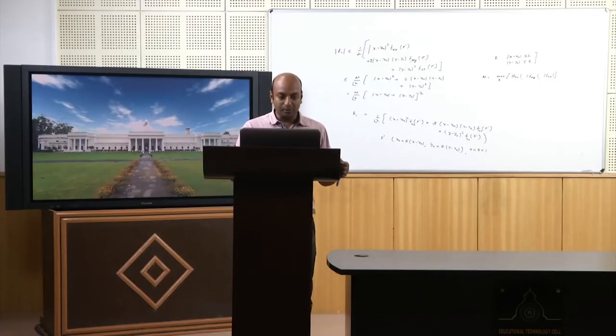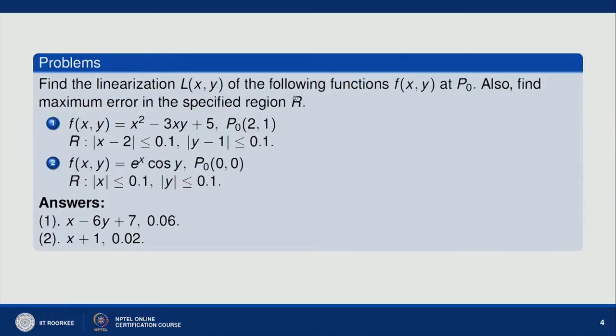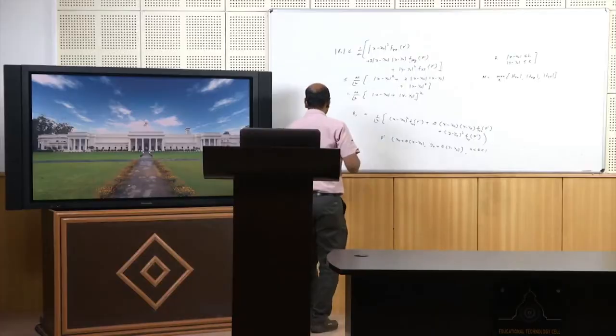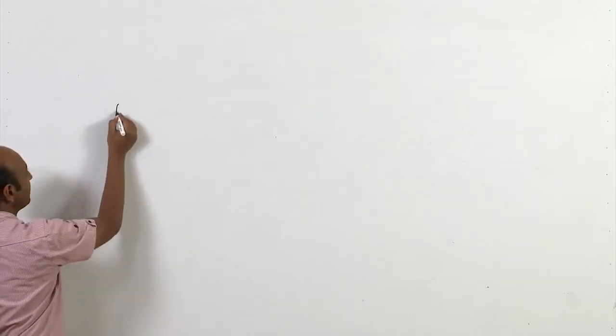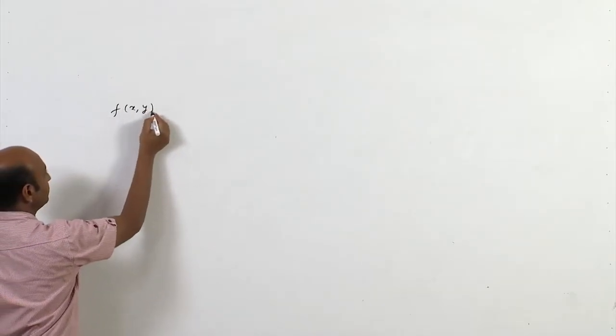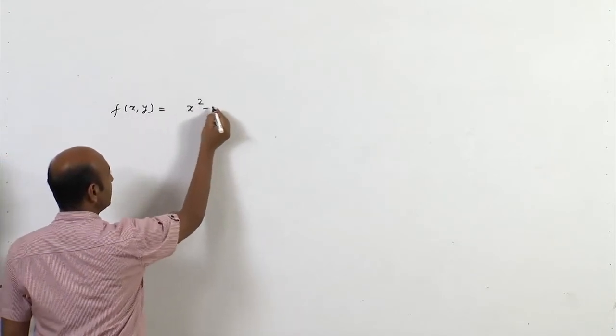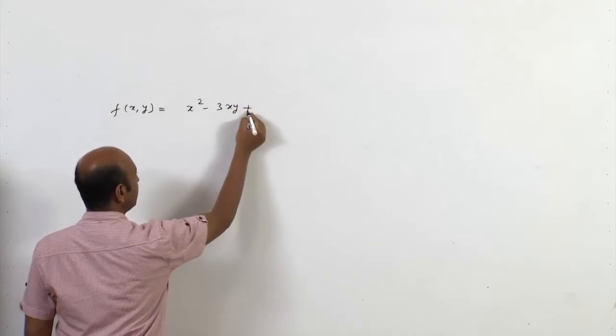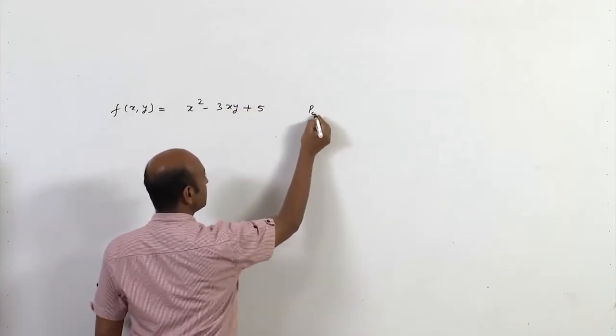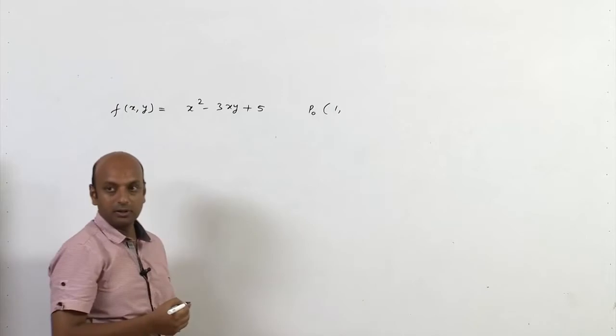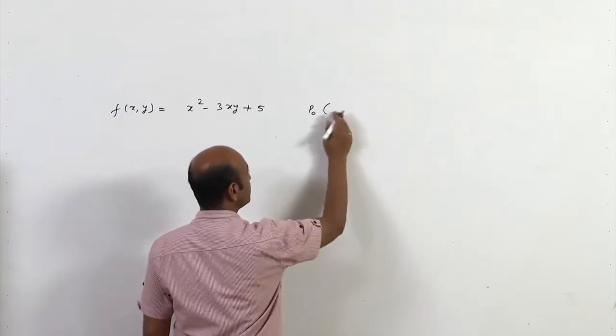So, let us solve some problems based on this. Find the linearization L(x,y) of the following function at P naught and also find the maximum error in the specified region R. Suppose we have the first problem. The first problem is f(x,y) is equal to x square minus 3xy plus 5 and P naught is 2 comma 1.